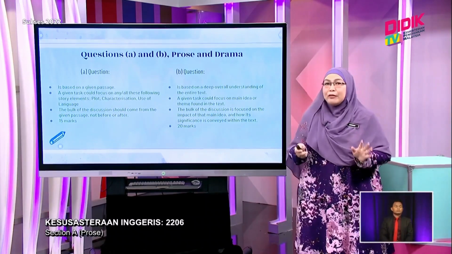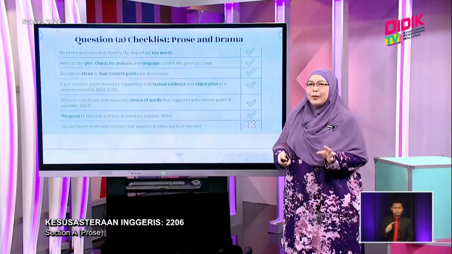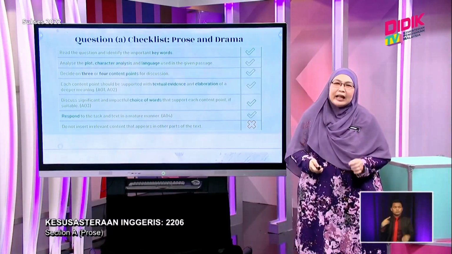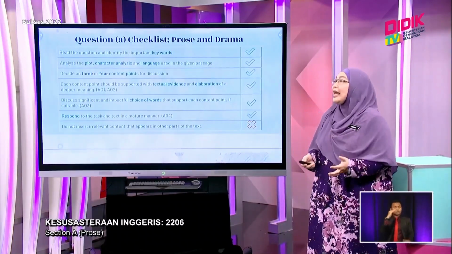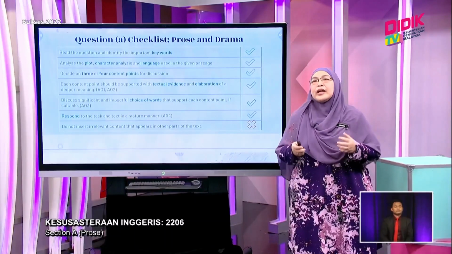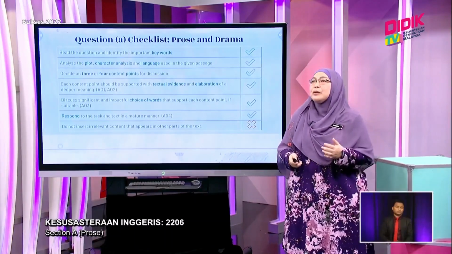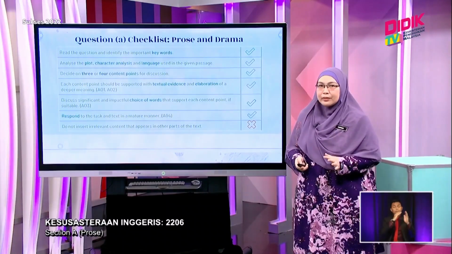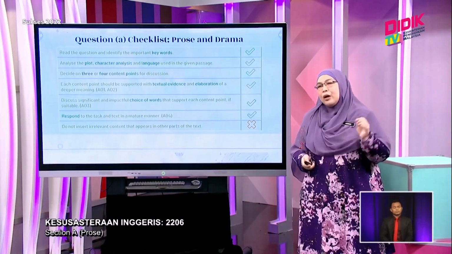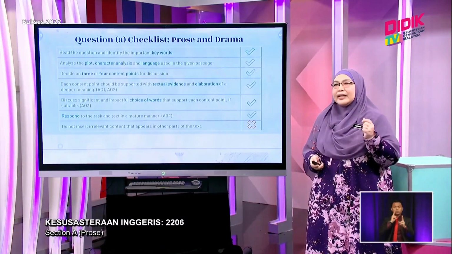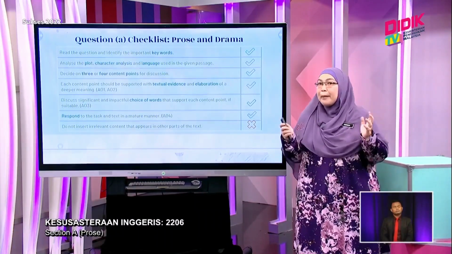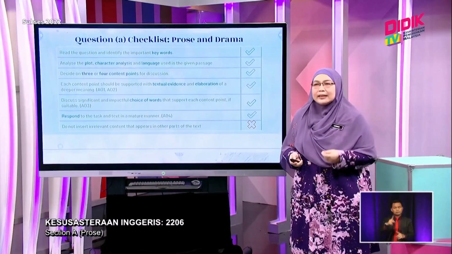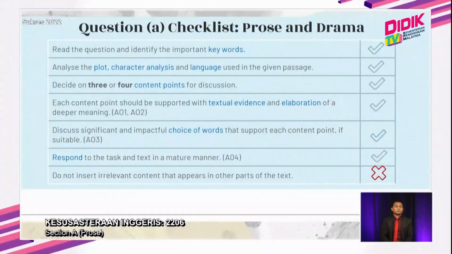All right? Before I confuse Shafika, we are going to look at this checklist. And this is a checklist for an A question. What do we do when we get an A question? We know it's going to be based on a passage. So first thing to do, what are the keywords? Second thing to do, when we are reading through the passage, identify the plot, what's happened there, the character analysis, characterization in that passage, what are the aspects of language that we can see there.